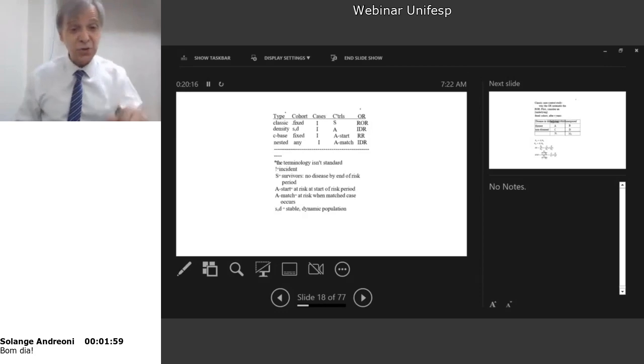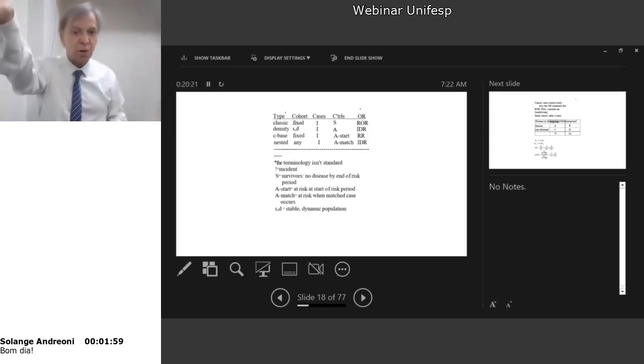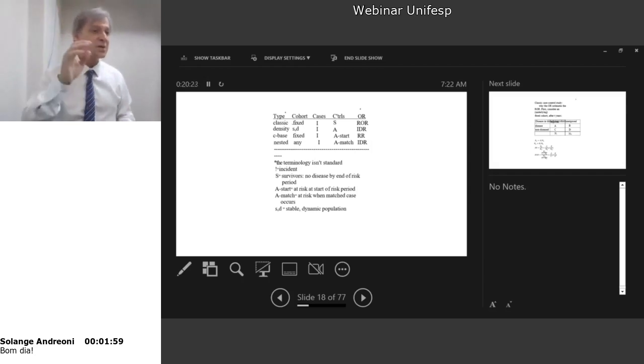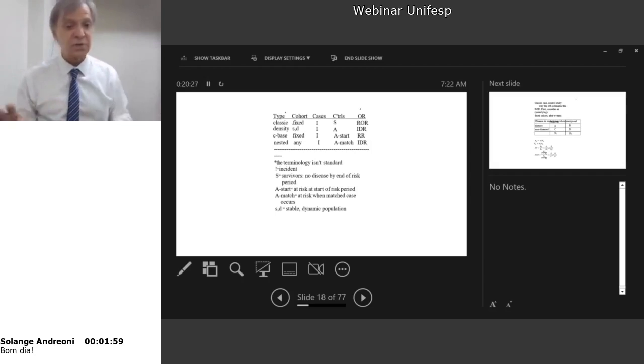By the way, I need to mention to you, there are many classifications of cohorts. Just remember, fixed cohort versus dynamic steady state cohort, okay? That's a very fundamental difference. And then you have the so-called nested, with occupational types of cohort, okay? So I'm leaving it here for you to read. Stable, dynamic. SD means stable and dynamic. I already explained to you.